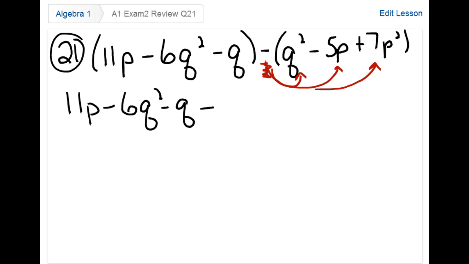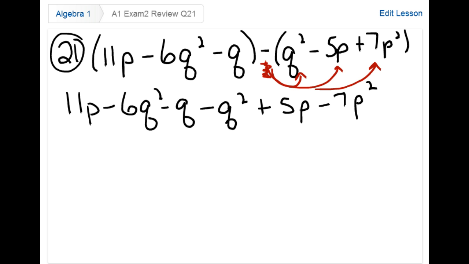So it becomes minus q squared. Up here we had minus 5p, so it becomes plus 5p. To begin with, we had minus 7p. We had plus 7p squared, so that becomes minus 7p squared.